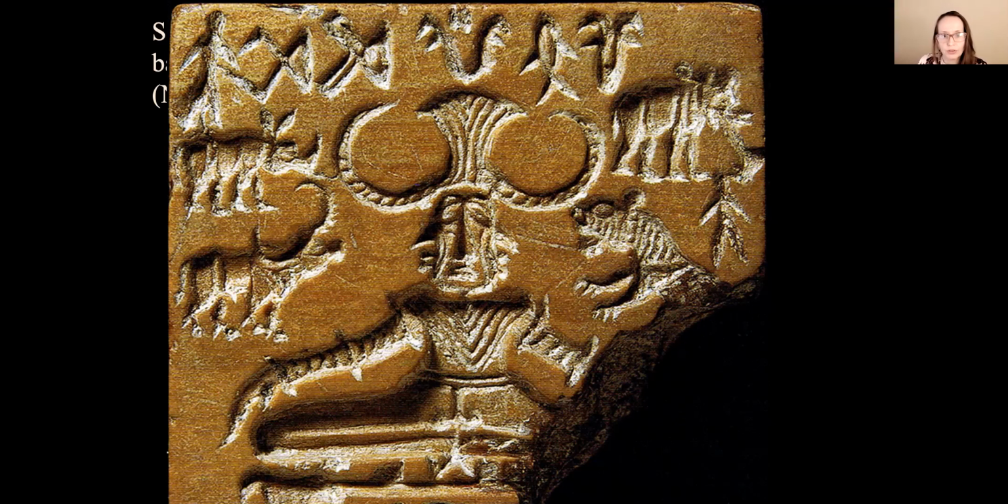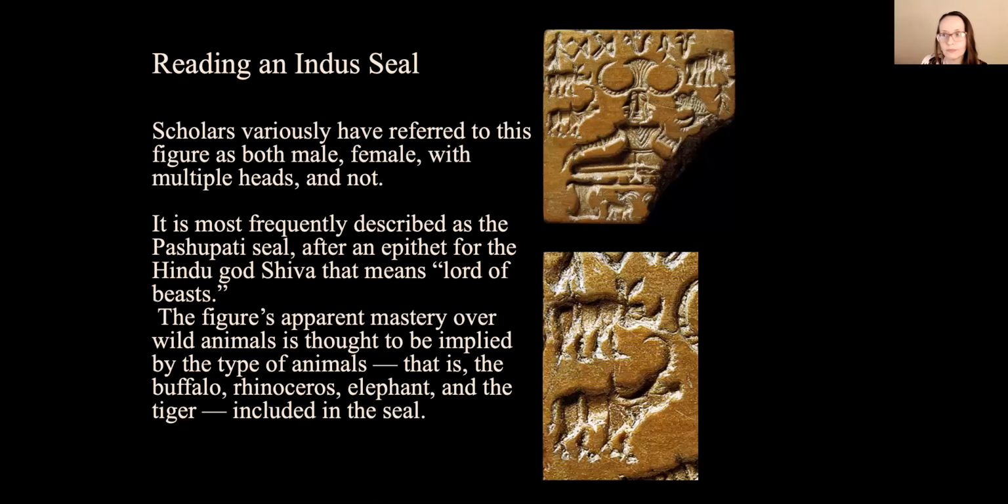And the deeply curved horned headdress suggests an important and powerful role. And the figure looks to be wearing perhaps several necklaces. Reading the Indus seal, scholars variously have referred to this figure as both male and female, with multiple heads and no multiple heads. So it's a big source of debate.